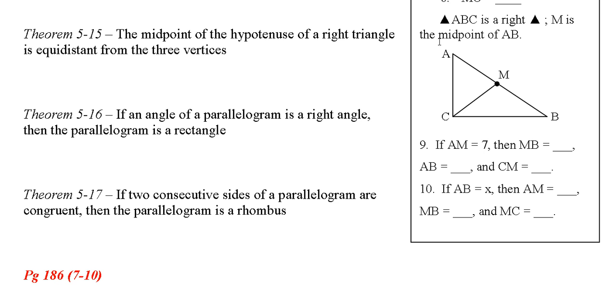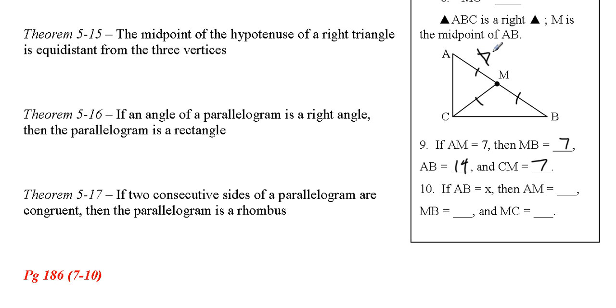Our next example says ABC is a right triangle. M is the midpoint of AB. And remember we said if AM equals MB, then they're equal to MC also. So if AM is 7, then MB is 7. AB is 14, by segment addition, and CM is 7.